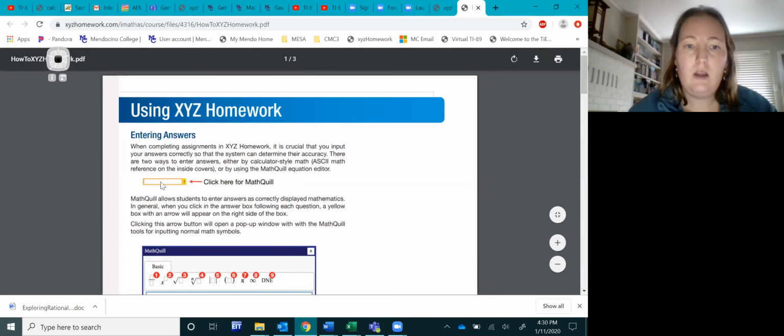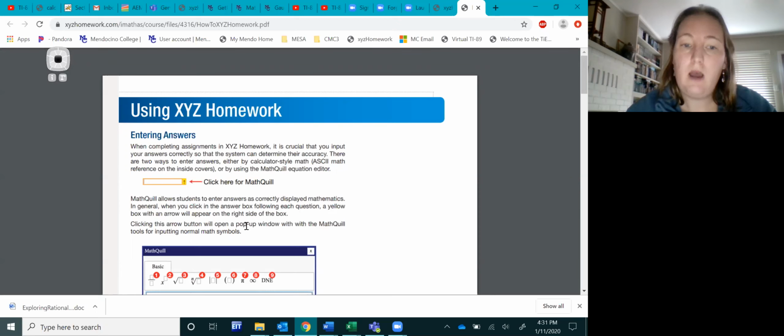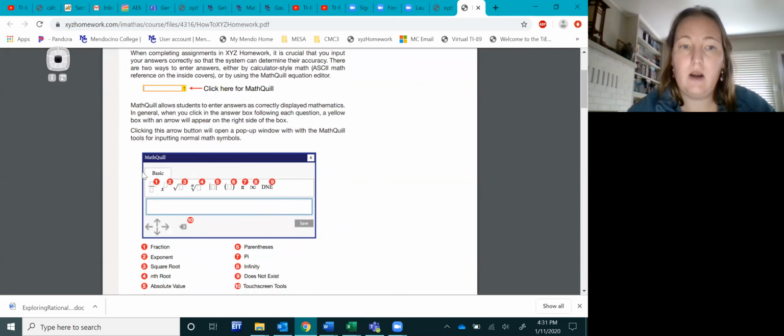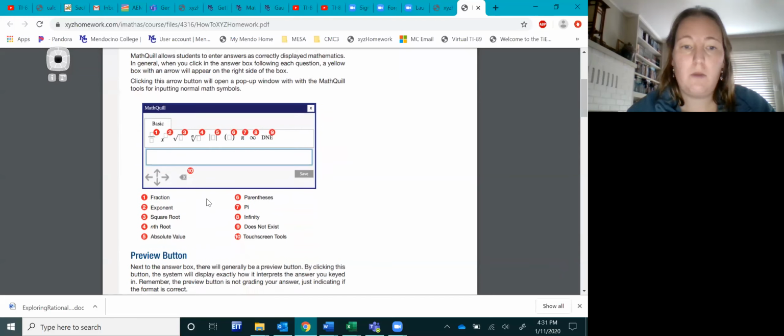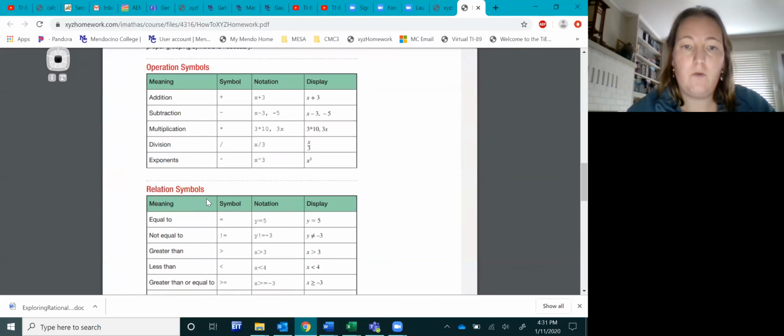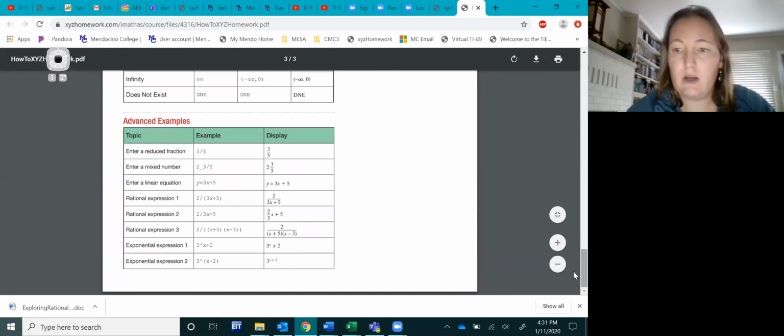So when you are in the Quill Editor, it's called Math Quill Editor, and the way you access it is in the entry box for your XYZ homework. You will see, when you click in it, a yellow up arrow, which will open up the Quill Editor. Sometimes only the basic tab is there. Other times there will be more tabs available for other functions. I don't think they show it here, but I will show you that.